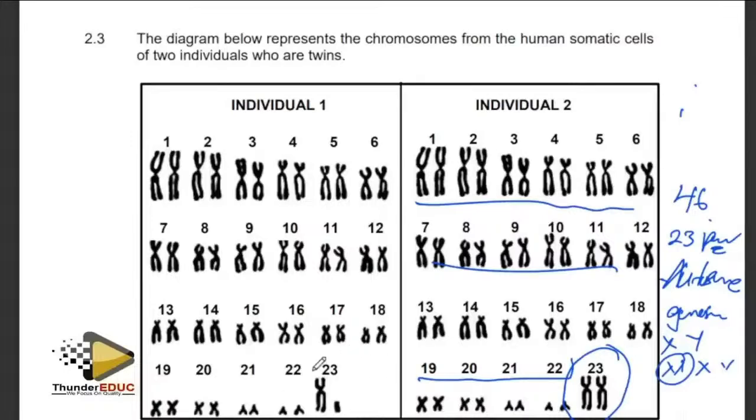The chromosomes here are not of the same size. Here I see the same size and shape, while here they are the same size and shape. So it means that this is X and X, while this is X and Y. Remember, we said X is longer than Y. That's why it happens like that.